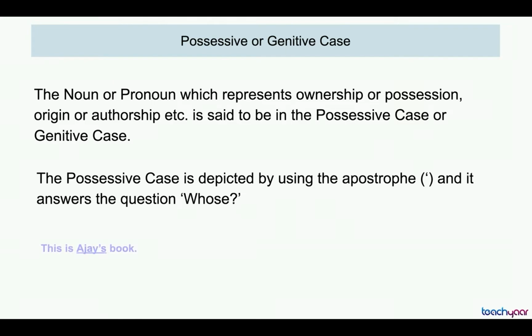Let us take a few examples. This is Ajay's book. Now, if you can see in the sentence, when we take the noun Ajay, to show that the book belongs to him, we have put an apostrophe and S. Ajay's book. So what is the question we'll ask here? Whose book is it? Ajay's book. So this shows the possession.